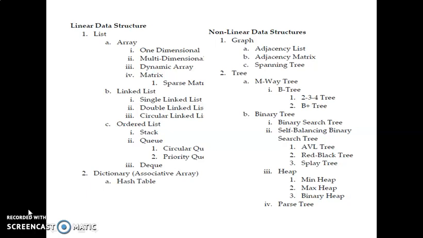For non-linear data structure, we have a graph. Graph is represented by adjacency list, adjacency matrix, and spanning trees. Then tree. Under tree, the M-way tree is first classified into binary tree and B tree, 2-3-4 tree and B plus tree. Then binary tree, binary search tree, self-balancing binary search tree, AVL tree, red-black tree, splay tree, heap, min heap, max heap, and binary heap. Then finally parse tree. So these are some examples of linear data structure and non-linear data structure.